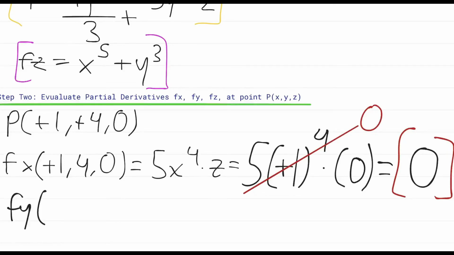So now on to partial y, evaluated at plus 1, plus 4, plus 0. And, well, I'm going to make room, so I'm going to scroll down a little bit further.